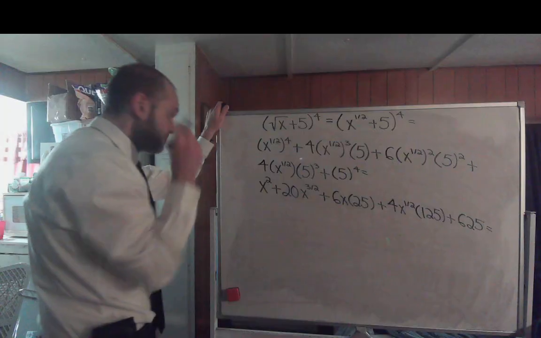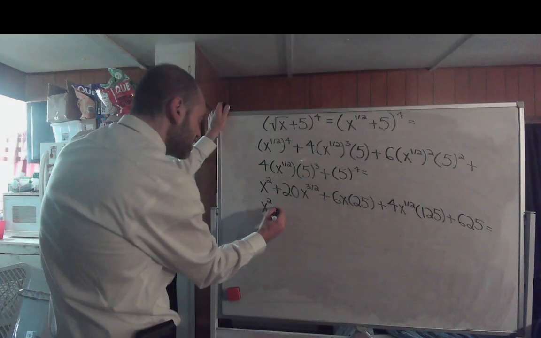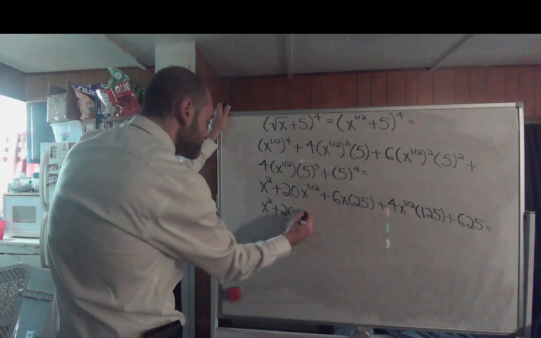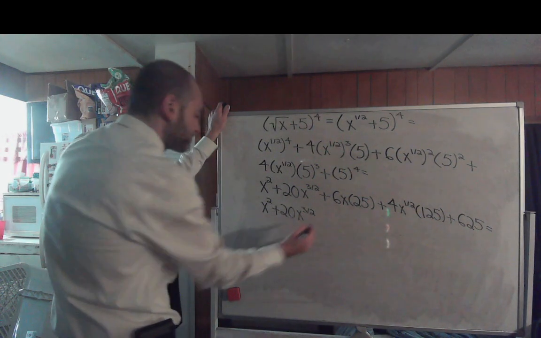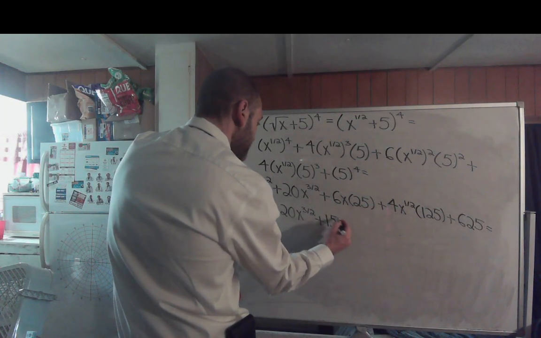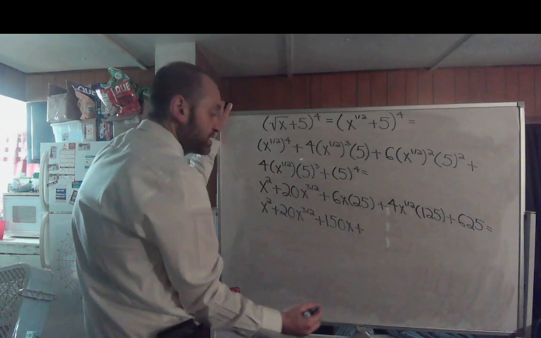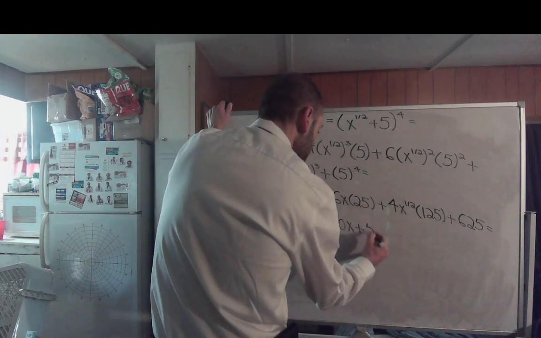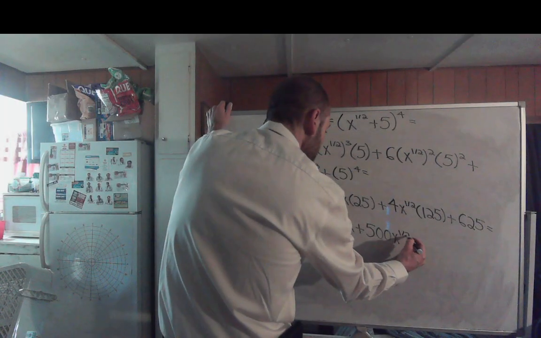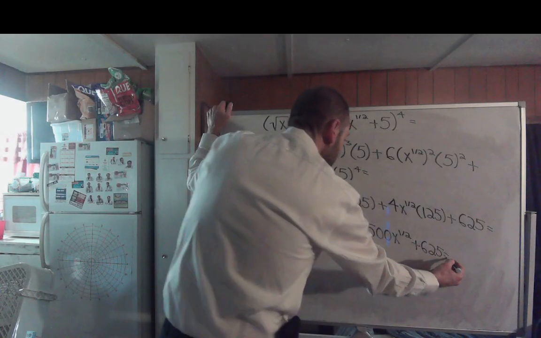Alright, so let's simplify one more time. You should end up getting x squared plus 20x to the 3/2 plus 150x plus 500 times x to the 1/2 plus 625.